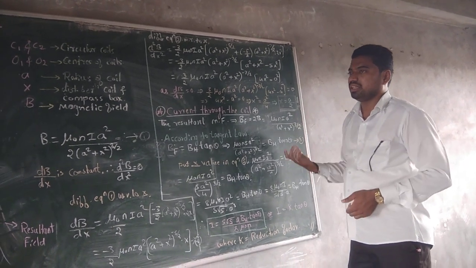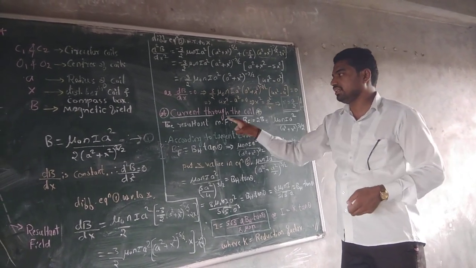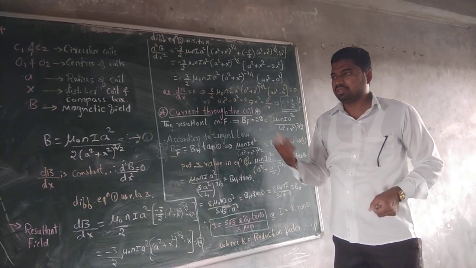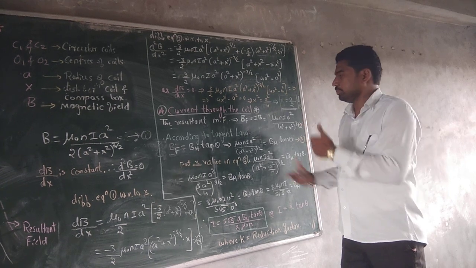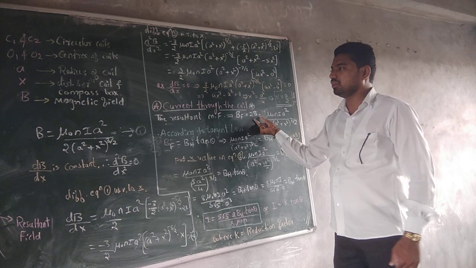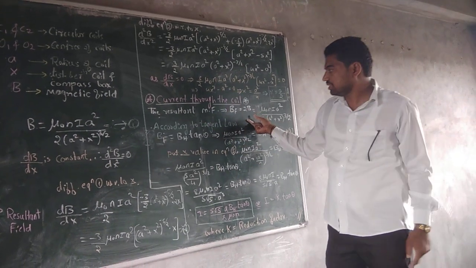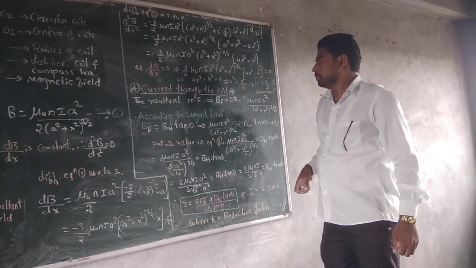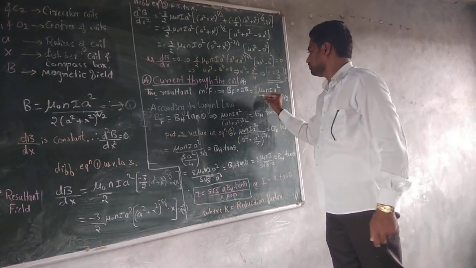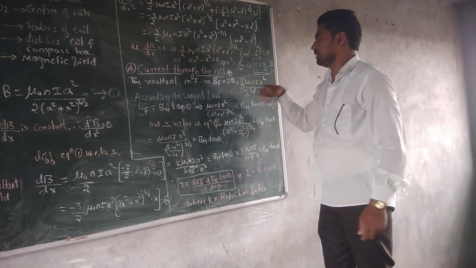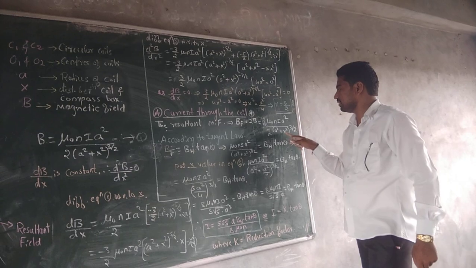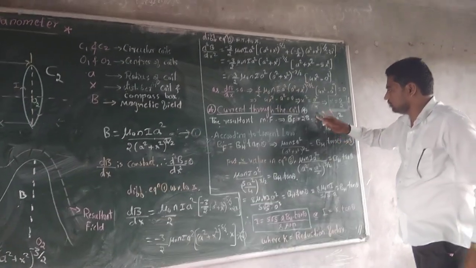Now you have to find out how much current is passing through that circular coil. Already you have to predict the resultant magnetic field. BF is the total resultant magnetic field, because 2 magnetic fields are produced, therefore BF equals 2 into B. From equation 1, put the B value in this equation: 2 is there here, B value is mu naught n I a square divided by 2 into a square plus x square raised to 3 by 2, and the 2 cancels.